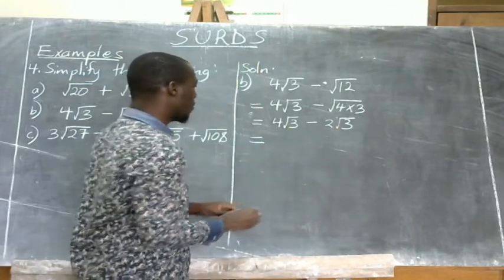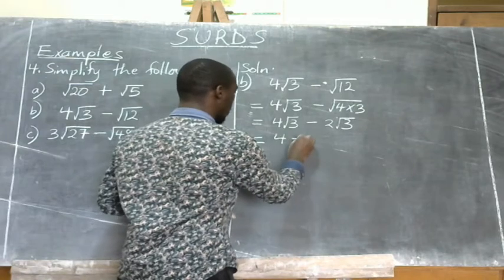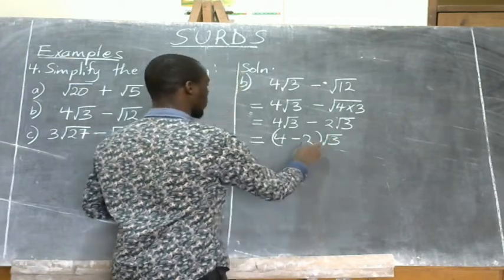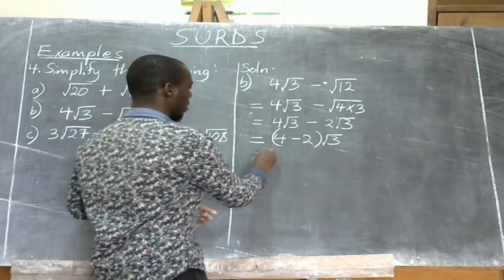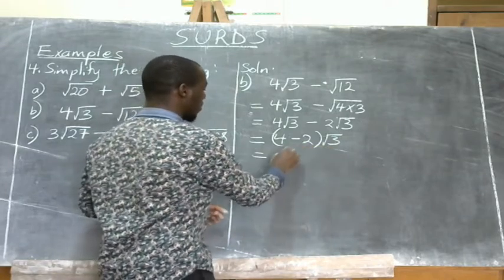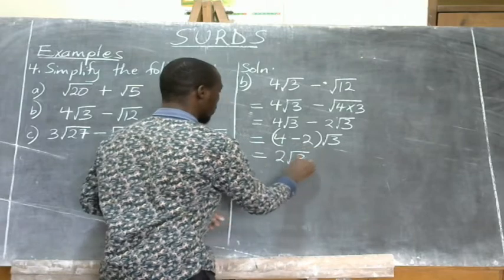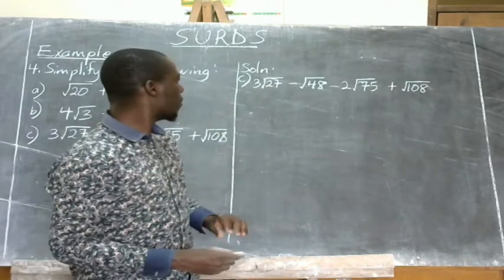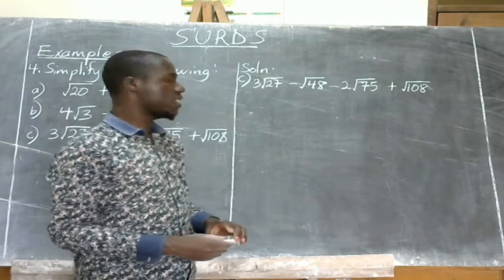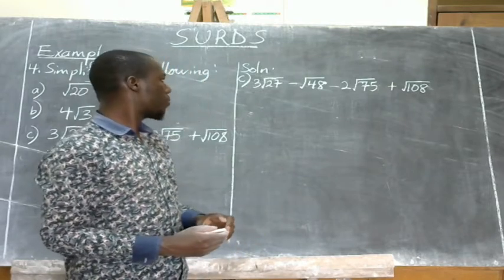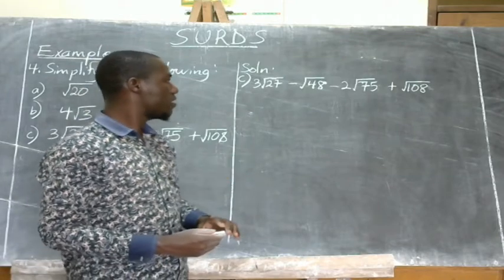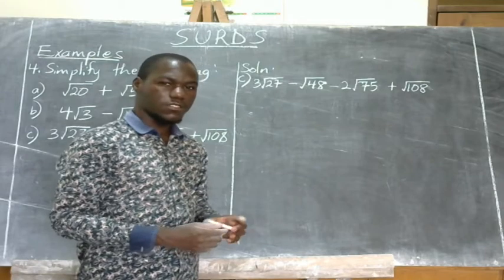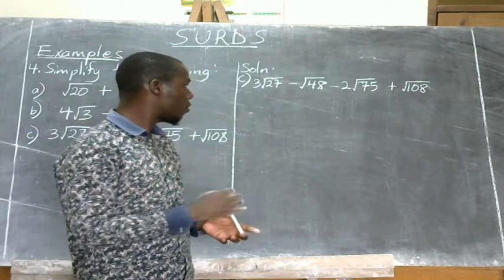Keeping the root of 3 and subtracting the coefficients there, this is going to be 4 minus 2 root of 3, and then when I compute that, I'm having 2 root 3 right there. But see, we are going to simplify that. Now we have all numbers of surds there. They are not simplified. So we are going to first simplify all of them.